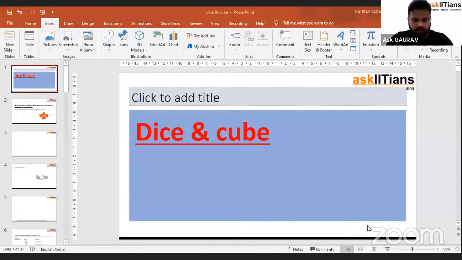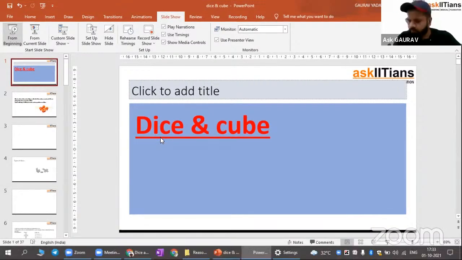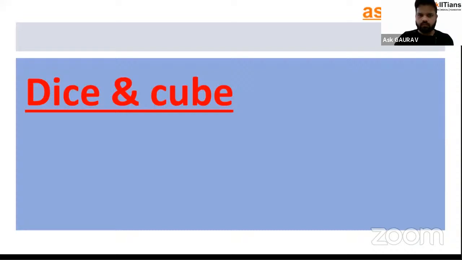So yeah, today we'll discuss dice and cube, a very important chapter. Yes guys, this chapter, dice and cube. I guess all of you are aware of what a dice is and what a cube is, right?